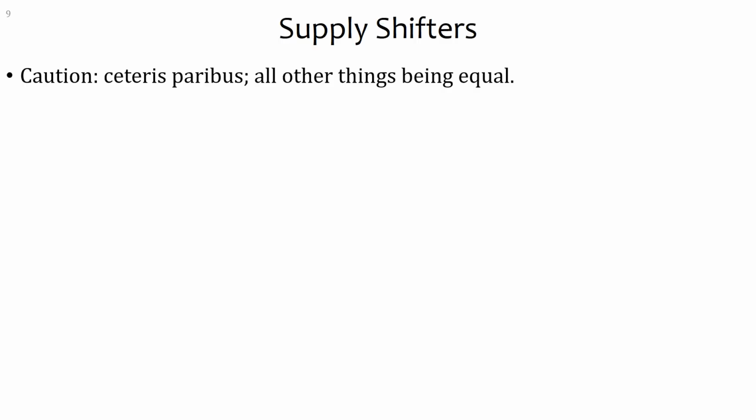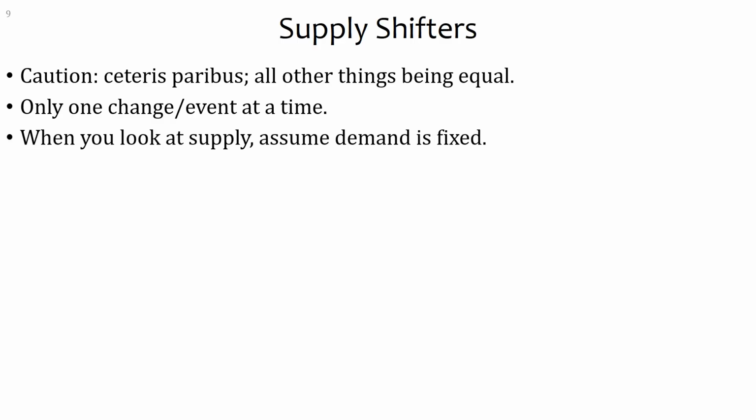Much like demand, we also have supply shifters. Before talking about the supply shifters, there is a word of caution here. Remember your ceteris paribus assumption that all other things are equal? So the idea is you do only one change at a time. When we talk about supply, you have to assume that the demand is fixed. In other words, when you talk about supply, forget about the buyers. Don't complicate things by including too many factors at the same time. Just focus on one thing at a time.